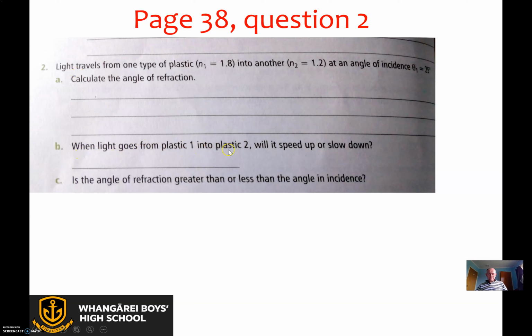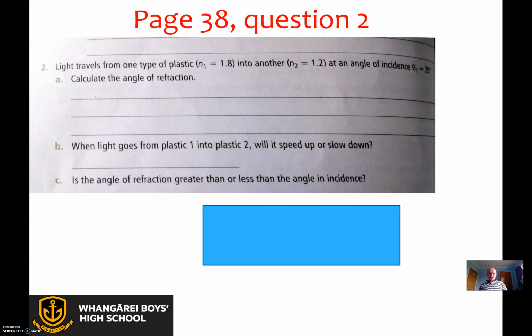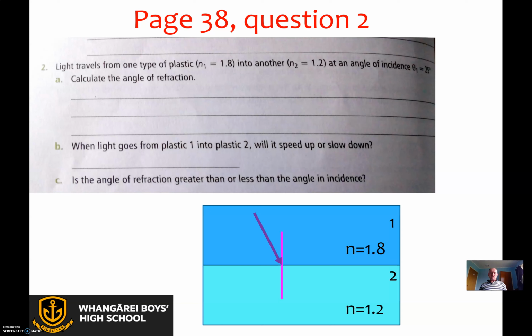So when light goes from plastic 1 to plastic 2, will it speed up or slow down? Well, let's draw things up. So we're going to have plastic number 1, plastic number 2, and put the refractive index there, the refractive index for the first one and the refractive index for the second one. Then we put in the normal and the incoming angle. I think it's this way. Yep. My screen's back to front for me. The angle in is 25 degrees.